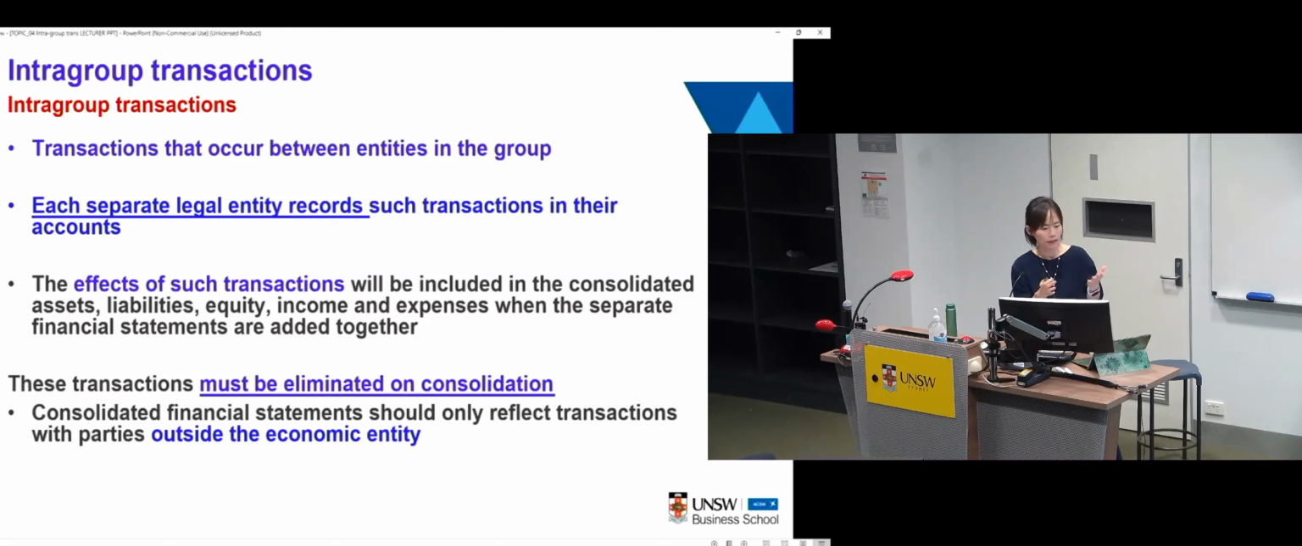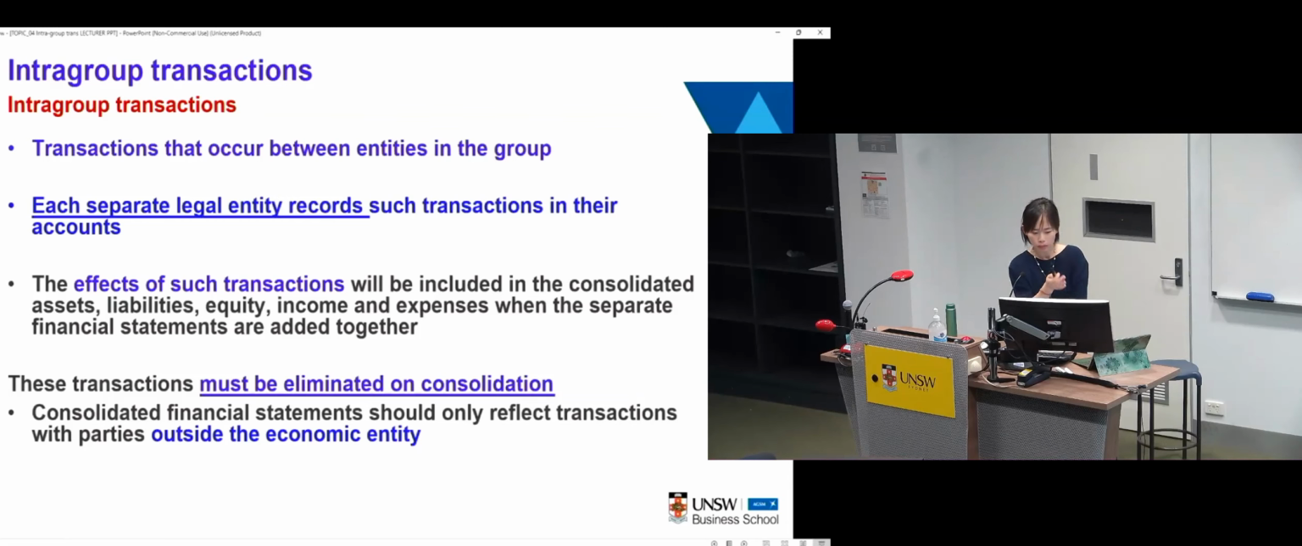Because this happened between the entities in the same group. Now, the consolidated financial information should only reflect the transactions with parties outside the economic entity. When there is no external party involved in a transaction, it is an intragroup transaction. And the effects of such an intragroup transaction are required to be eliminated on the consolidation worksheet, because the group financial performance and position should only reflect the transactions and events dealing with a party outside of the group.